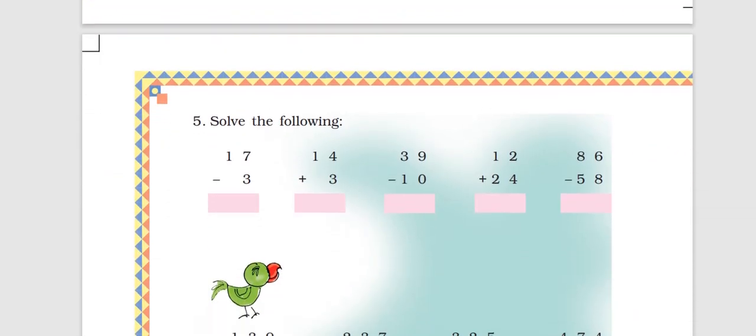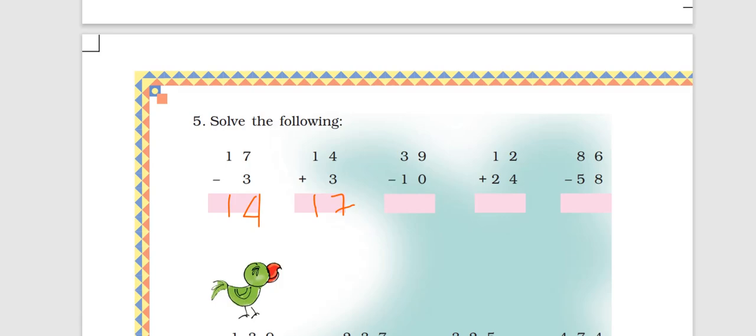Now solve the following. 17 minus 3. So let's subtract 3 from 7. Let's count up from 3, 4, 5, 6, 7. That gives me 4. And 1 minus 0 is 1. Now 14 plus 3. 4 plus 3 is 7 in the ones place, and 1 plus 0 is 1 in the tens place.